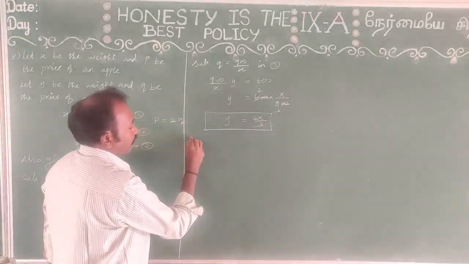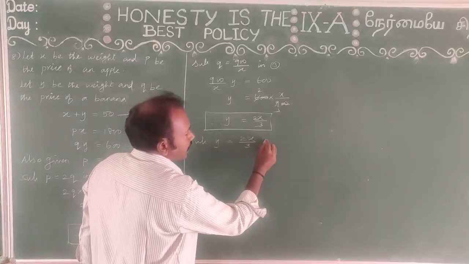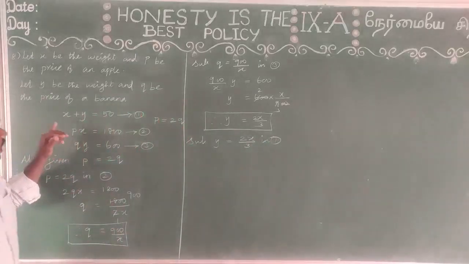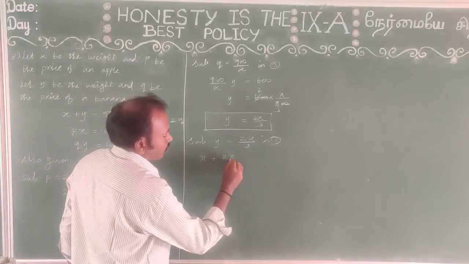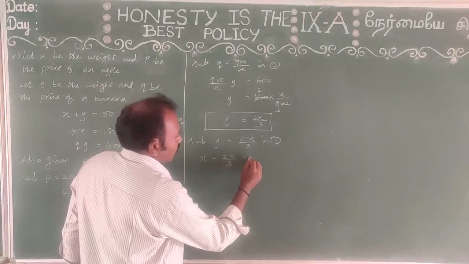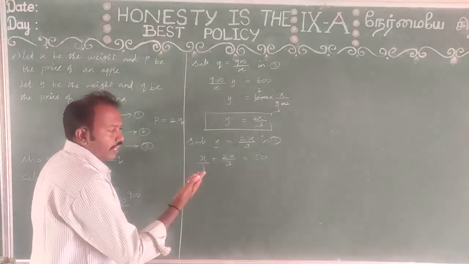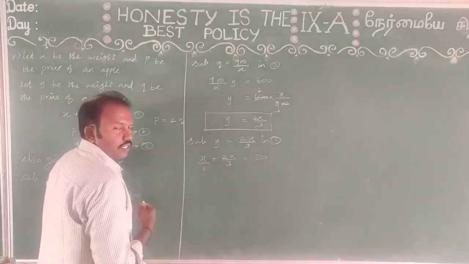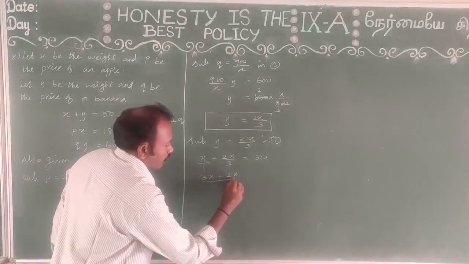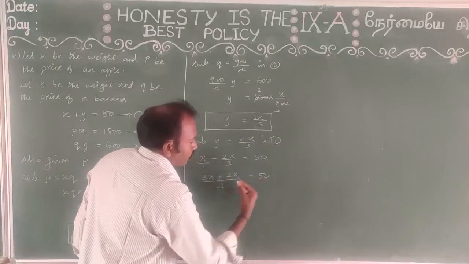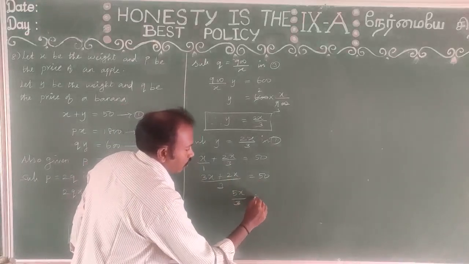Substituting y is equal to 2x divided by 3 in 1. That is x plus y is equal to 50. Then x plus 2x divided by 3 is equal to 50. Here we have unlike denominators, so using cross multiplication, 3x plus 2x divided by 3 is equal to 50. Then 3x plus 2x, 5x divided by 3 is equal to 50.